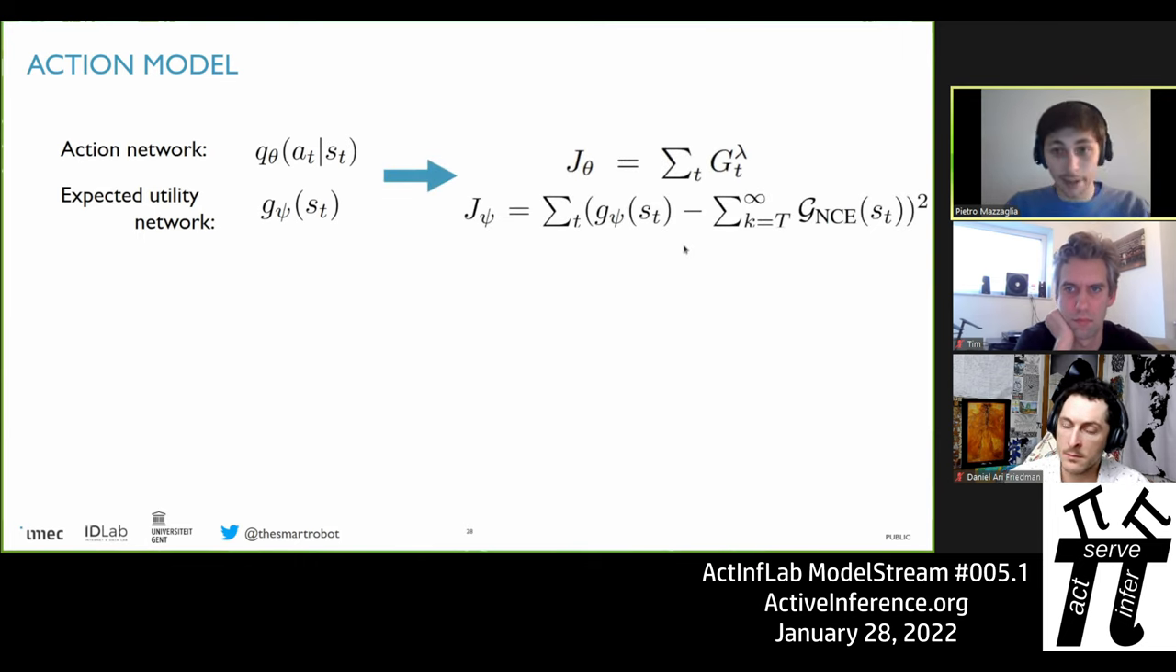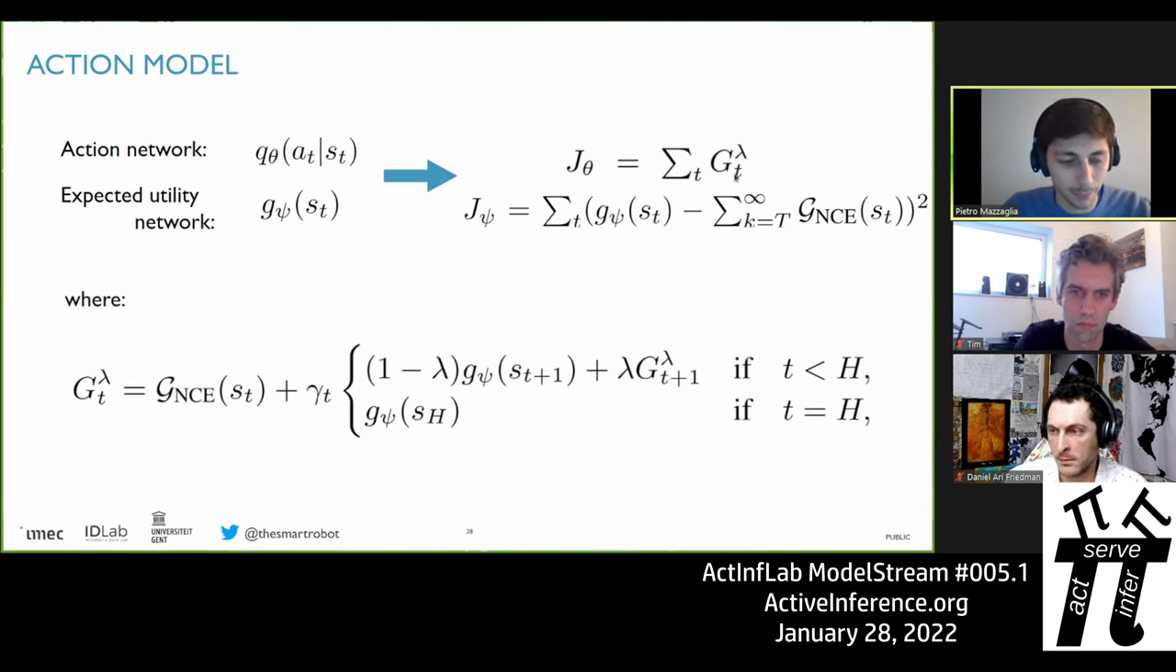So I'll try to be more clear here. Basically, you have the action network to minimize this G lambda functional that is basically an estimate of how much value is in a certain state. And how do we get this estimate? This estimate is provided by this formula here. At every step, we provide the actual expected contrastive free energy for that state. And then for the future, we compromise between an estimate of what the network could predict is going to be the value in the future, and the value itself that we are computing with the functional.